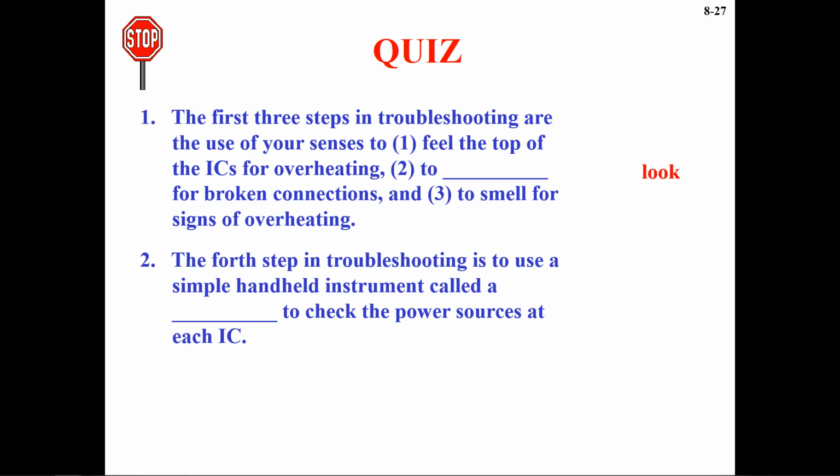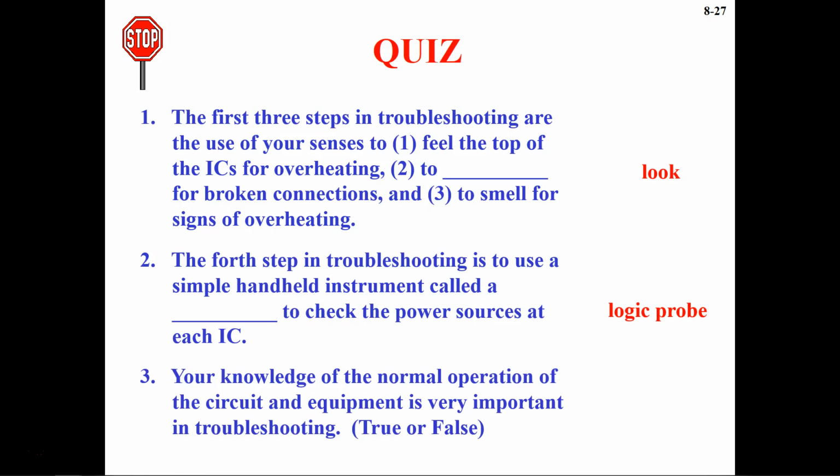So I haven't discussed this in the previous slide, but if you think about it, what would that be? It's going to be the logic probes. You use the logic probe to check the power source at each IC.